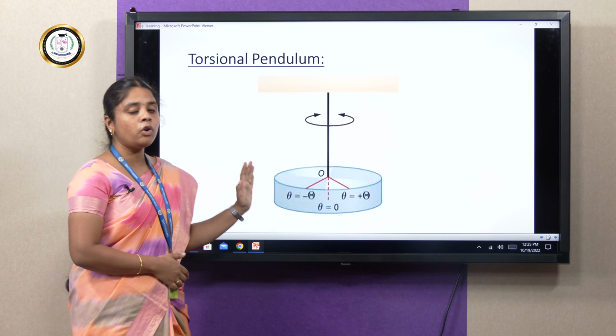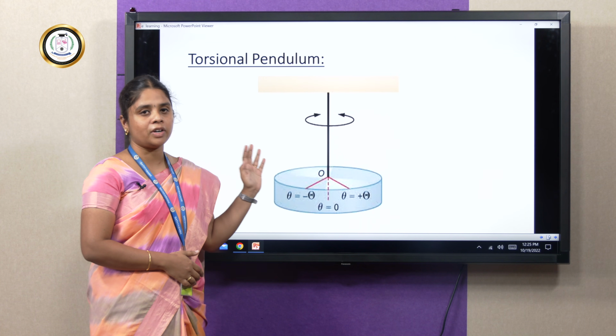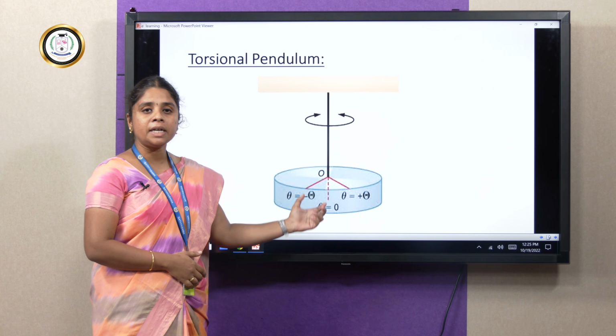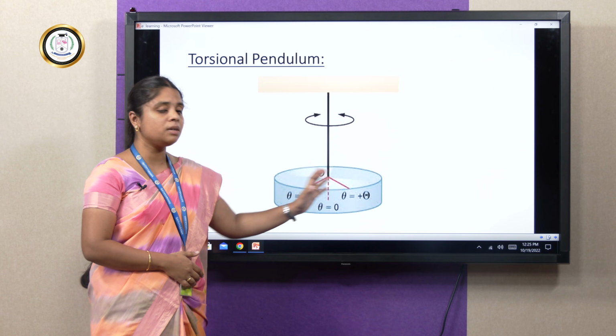We are going to perform this experiment in 3 different positions. Position A, where you will be twisting or rotating the circular disc without any masses.